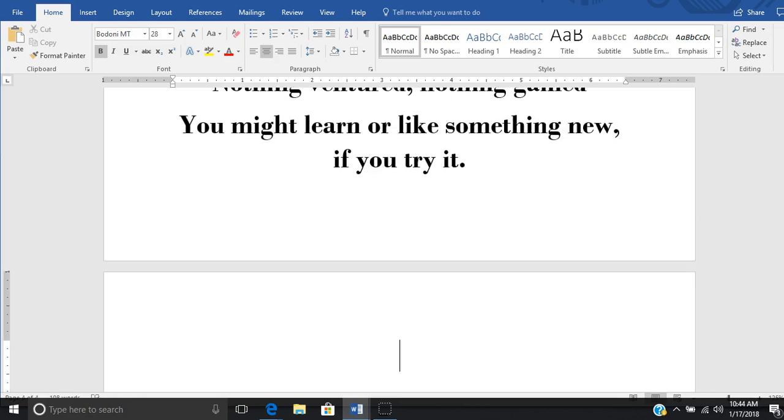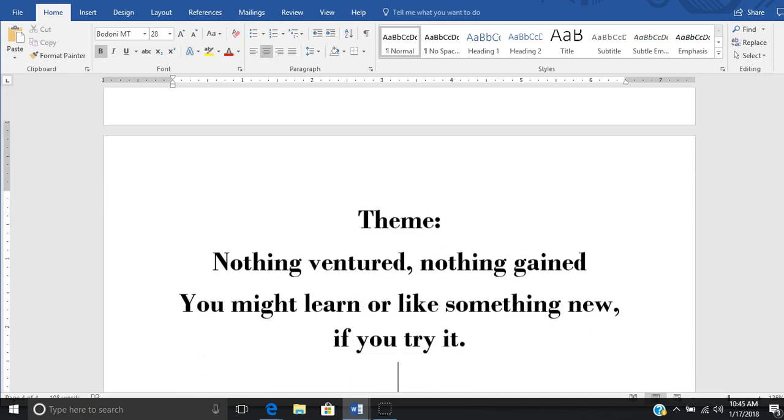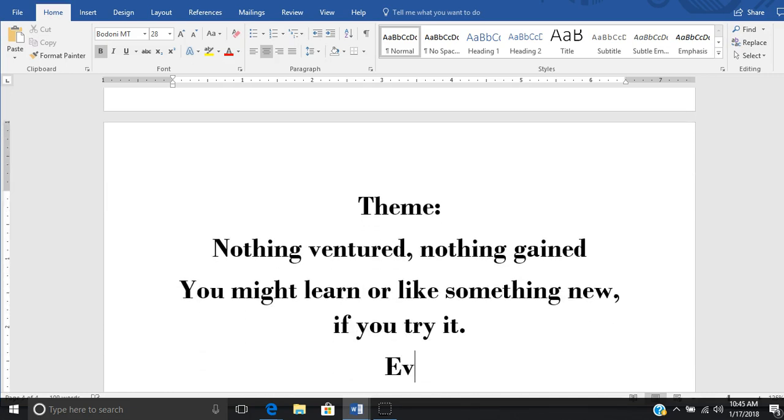Okay, so actually I'm going to move this down so that we can see both of them at one time. So I'm going to move that down to the next page. There's our theme. We need to have evidence to prove our theme. And the evidence in this case would have been that very last thing that was said in the story. So we're going to write, the evidence is his mom smiled.